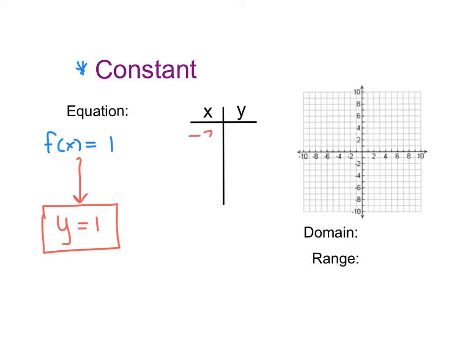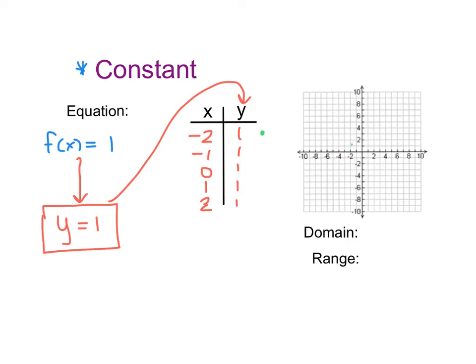So we can have x's right around the origin of -2, -1, 0, 1, and 2. And because there's no x here, what this is really telling you is that y is always equal to 1. So the constant function is actually one that is very easy to graph. So all we're going to do here is graph the xy pairs onto our coordinate plane and create an accurate graph. So when x is -2, y is 1.